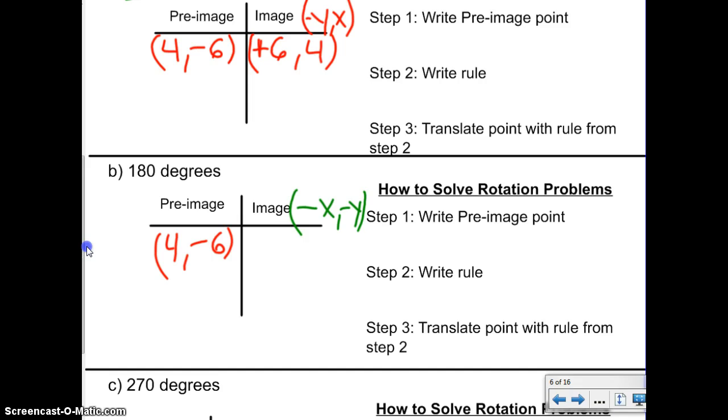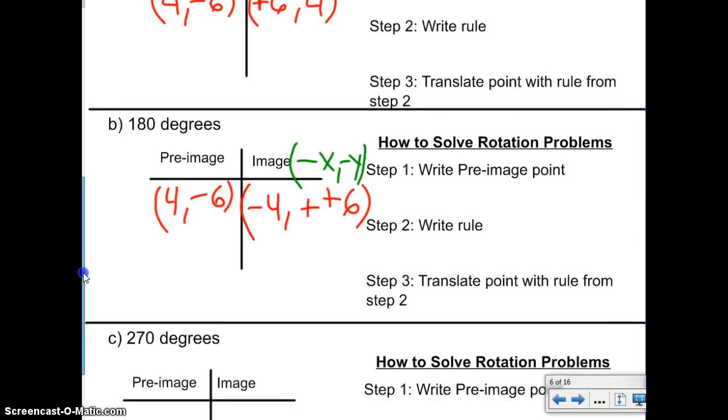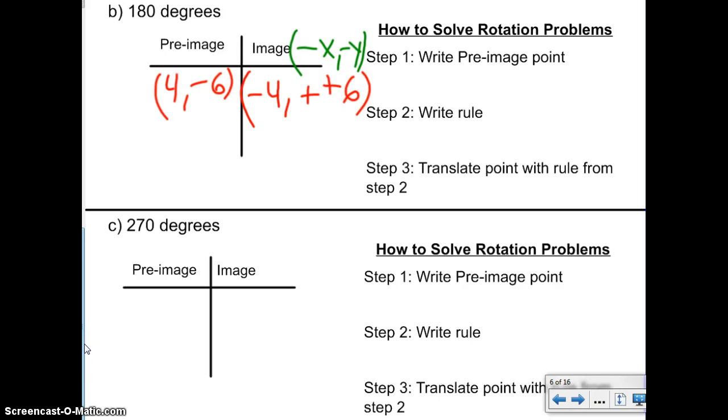So we'll start with 4. That becomes a negative 4. And here we negate the negative 6. So negate the negative 6. 2 negatives make a positive. So your final answer is negative 4 comma 6. And now let's look at 270 degrees, the last one.